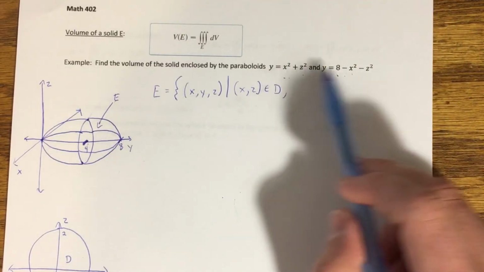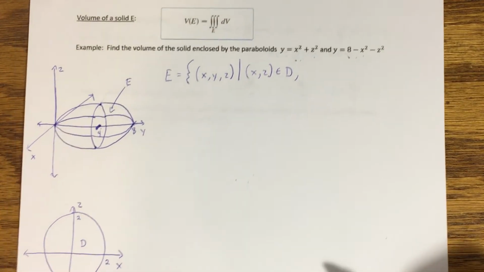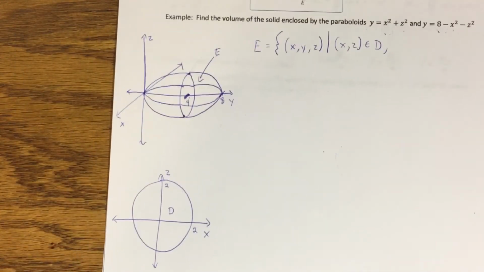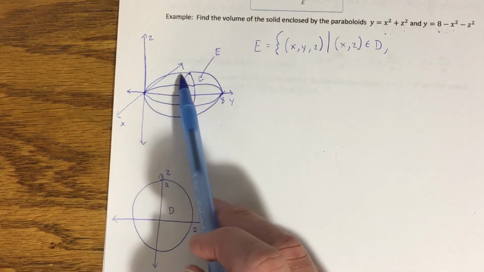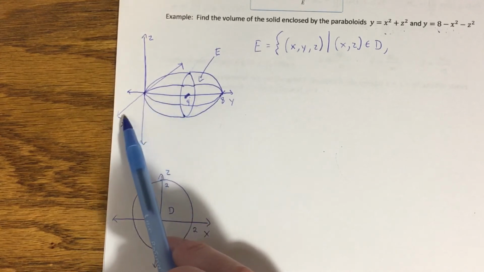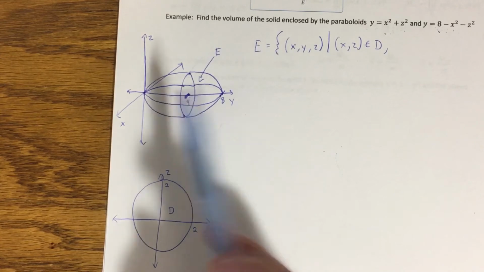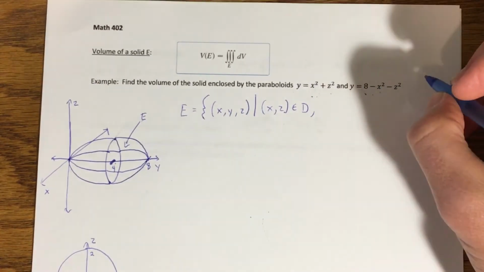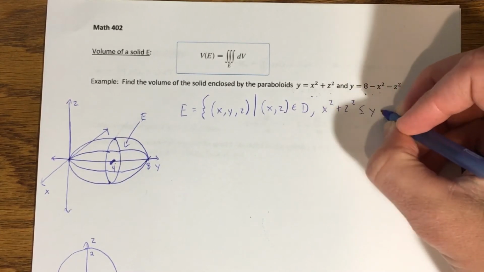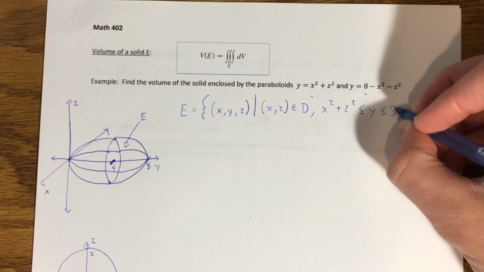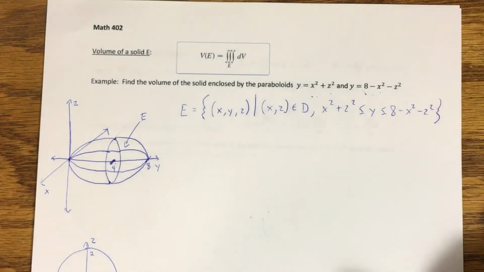Well, y, we already know is bounded by these two surfaces. And to determine which one is the lower bound, which one's the upper bound, look at the surface that we drew. The lower bound should be whichever surface is closest to the xz plane. That's going to give us the smallest y values on those points. That would be the first surface, x squared plus z squared. So x squared plus z squared is less than or equal to y, which would be less than or equal to 8 minus x squared minus z squared here, okay?